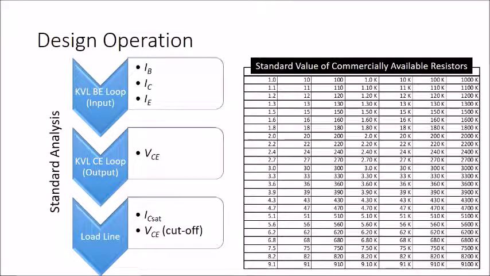The standard analysis, for example for the emitter bias configuration: first, we use KVL on the BE loop to find the values of IB, IC, and also IE. Then we move to the second loop, the KVL CE loop. We find the value of VCE and then draw the load line, for which we need the information of IC saturation and also VCE during cutoff. So this is the standard analysis.